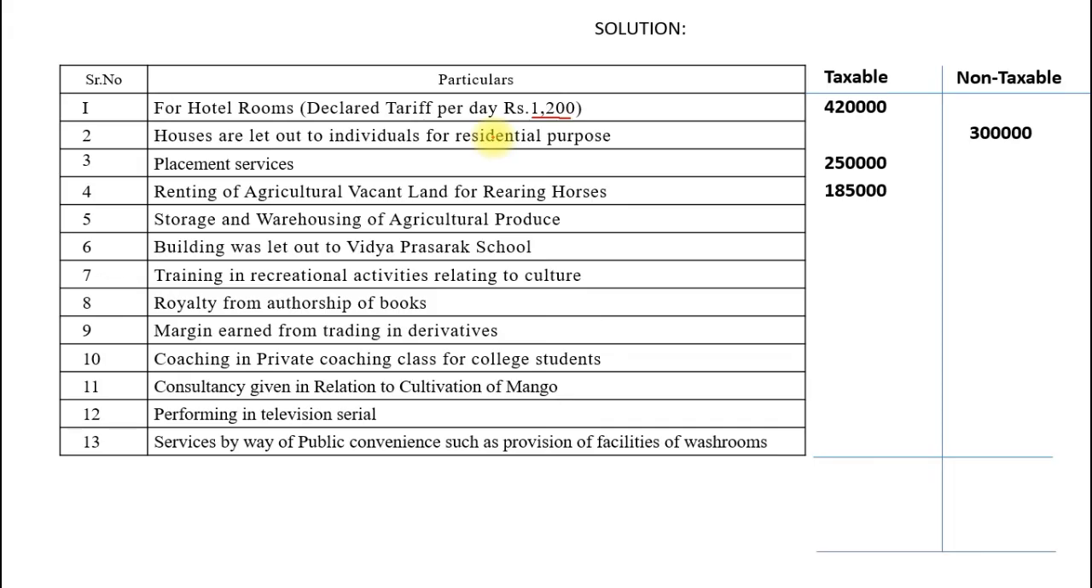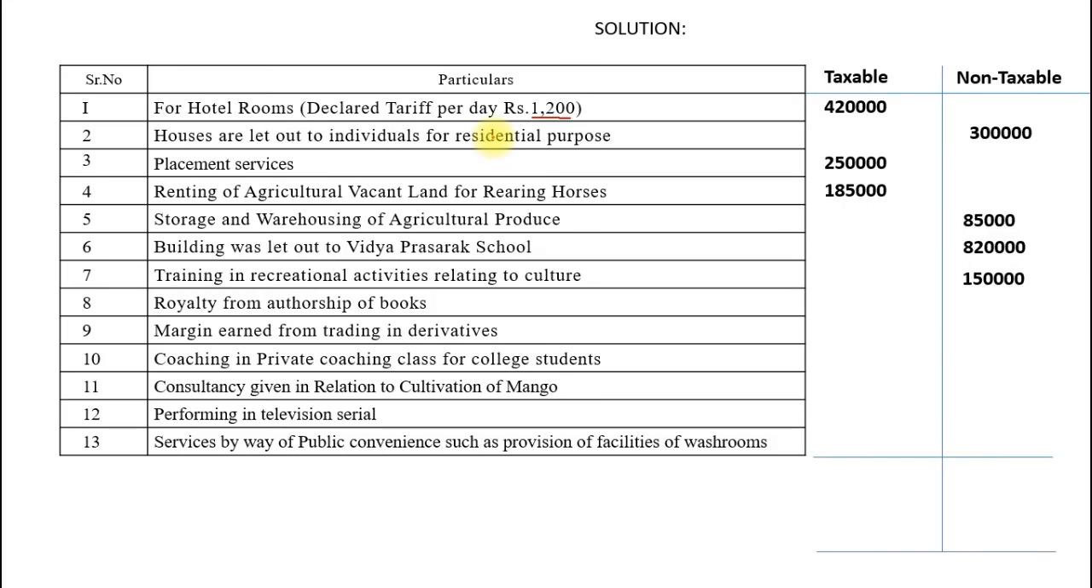Storage and warehousing of agricultural produce. Anything related to agriculture is exempted, so it's non-taxable. Building let out to Vidya Prasharak School. This is a government-based school, and anything government related is exempted, so non-taxable. Teaching and recreational activity relating to culture. Again, cultural and traditional, GST cannot be applicable, so non-taxable.